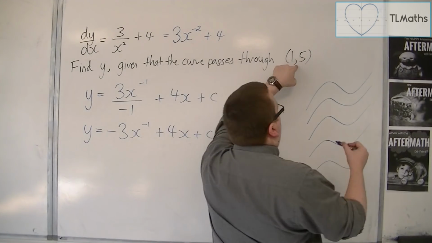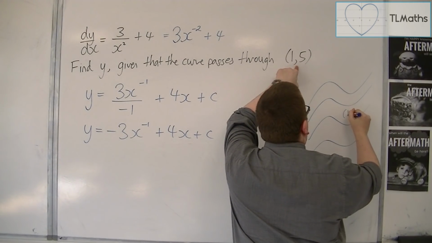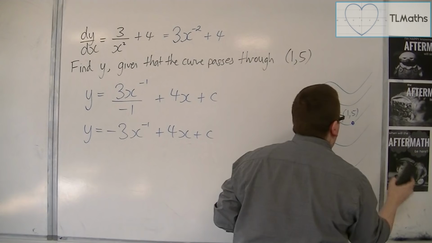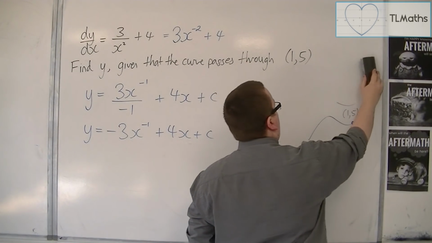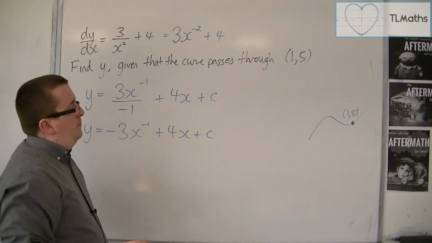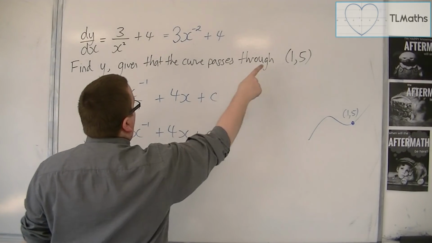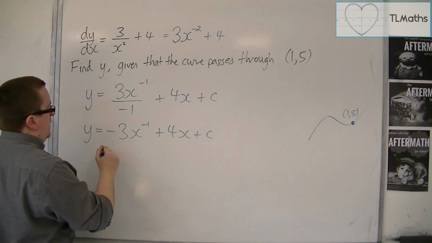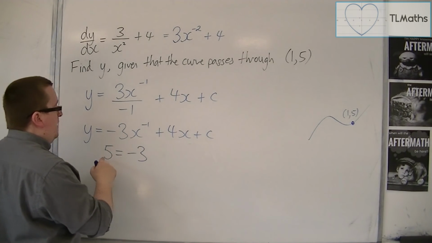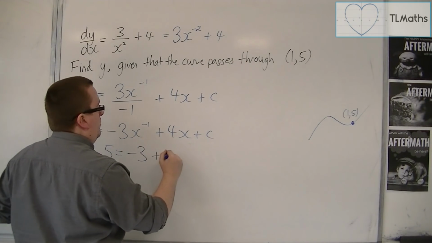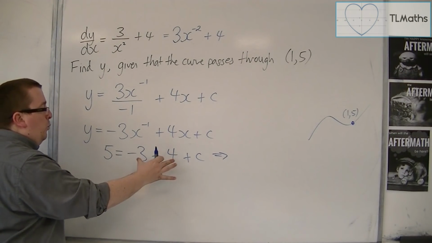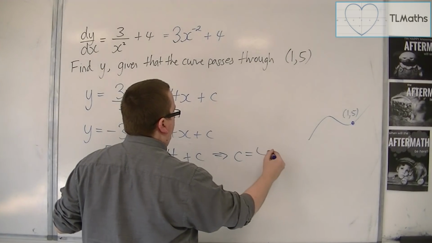So the fact that I know that it goes through (1, 5) identifies that that is the curve that I want, and I don't want any of the others, okay? And knowing that one point will allow me to find the value of c, because now I can just substitute in those coordinates to find c. So if I substitute in y is 5 and x is 1, we get 5 is minus 3 plus 4 plus c. Okay, so minus 3 plus 4 is 1. Take 1 from both sides, so c is 4.